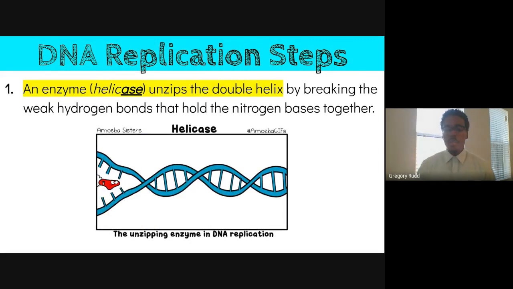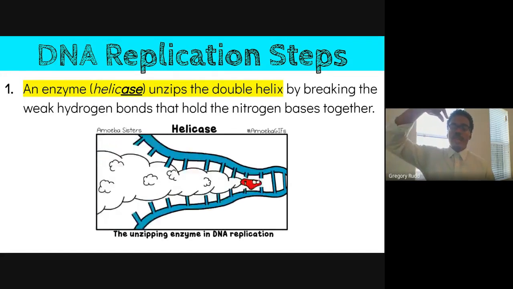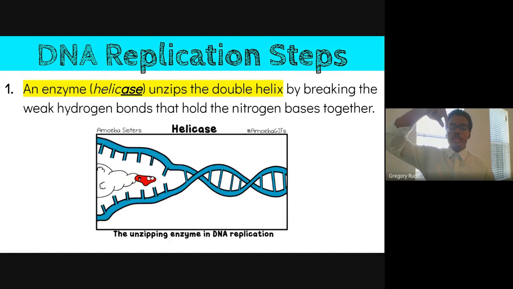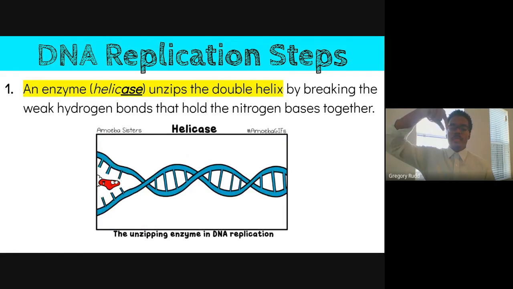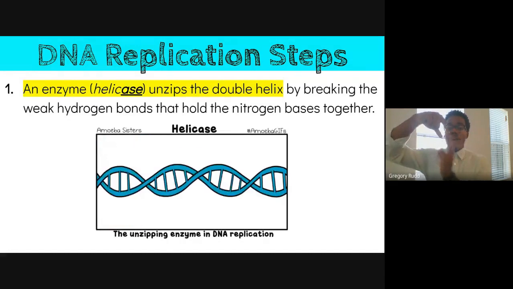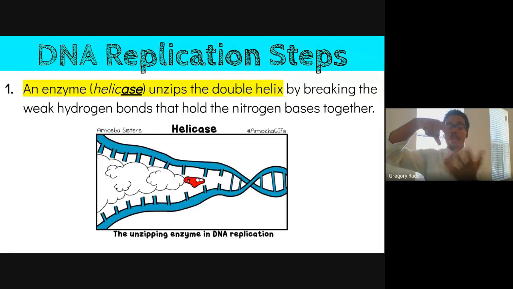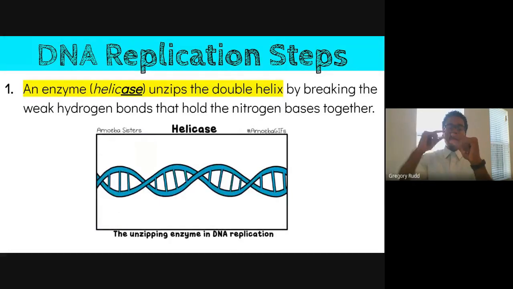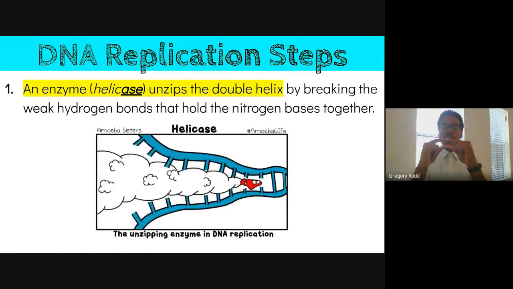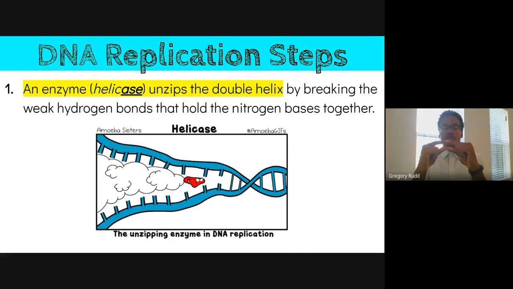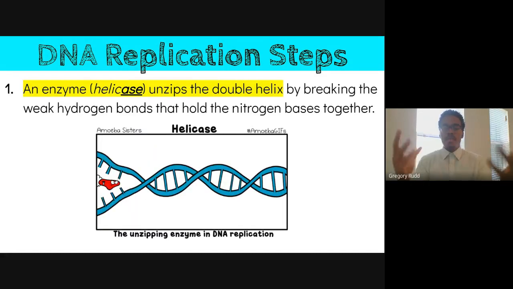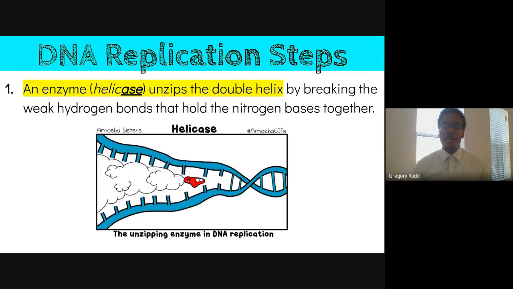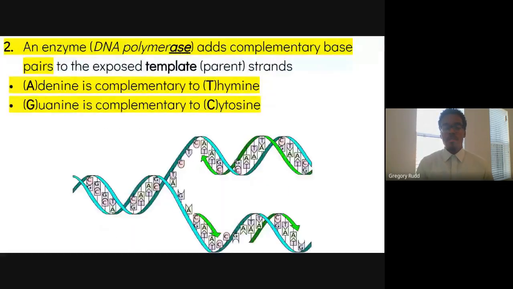So by unzipping the double helix, what we're doing is we're making each nitrogen base available to be read, and then it can be copied. When both nitrogen bases are hydrogen bonded together, we can't get inside to copy it. We can't get inside to even read what it is. So we have to unzip the DNA first.